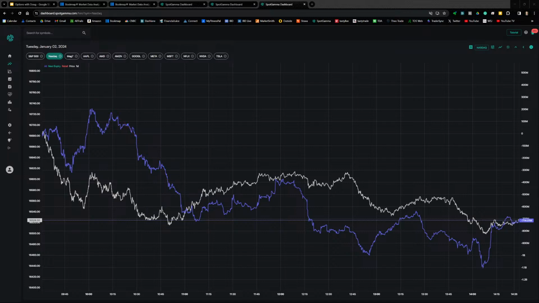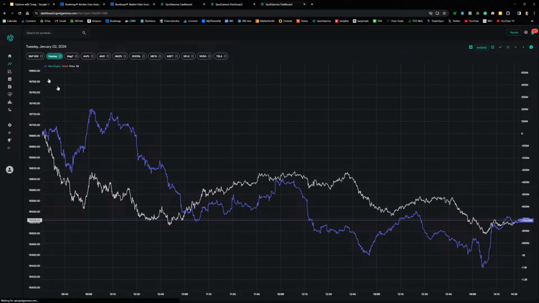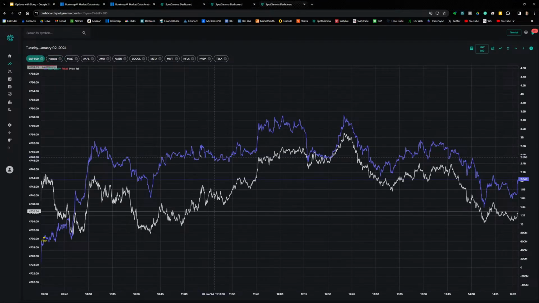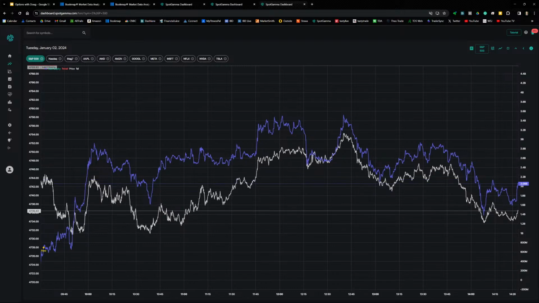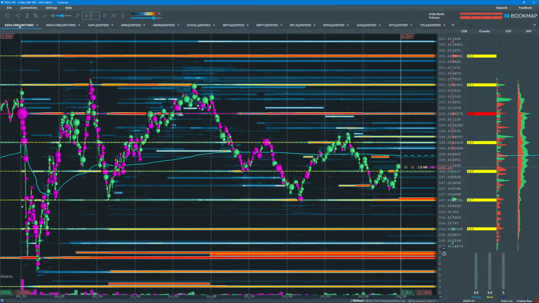Let's just go back to Bookmap. I'm going to check the S&P 500, then we'll take a final check on the indices. So S&P 500 still bullish for the day for the hedging flow. Go to Bookmap. Go back to ES.